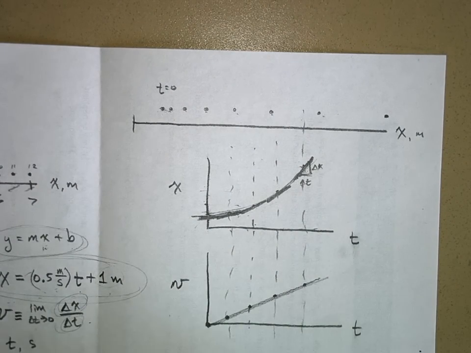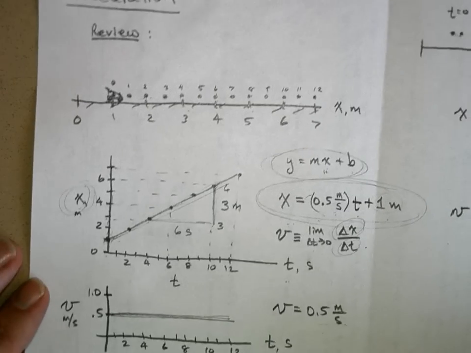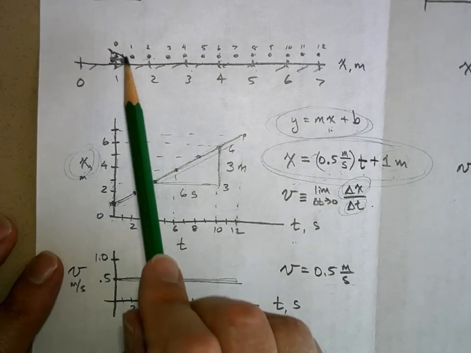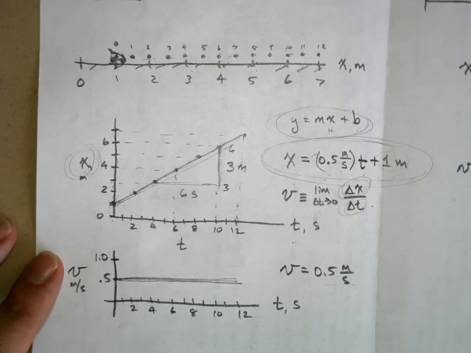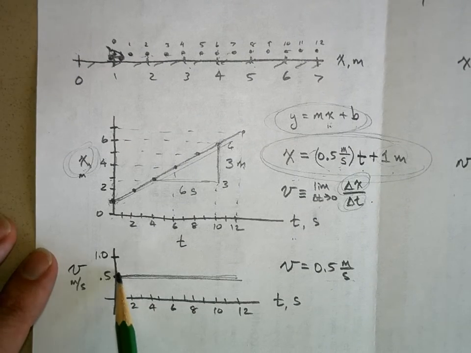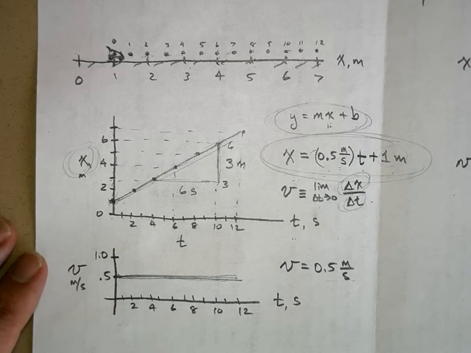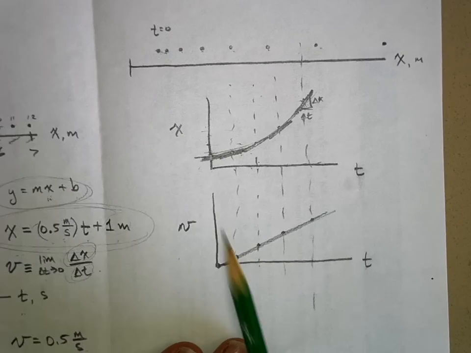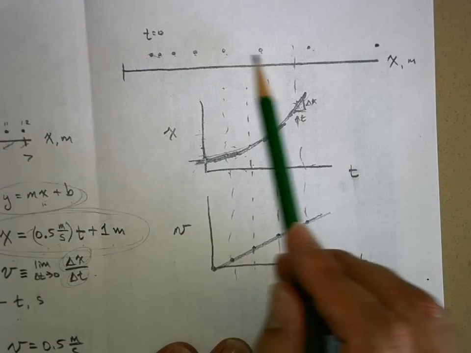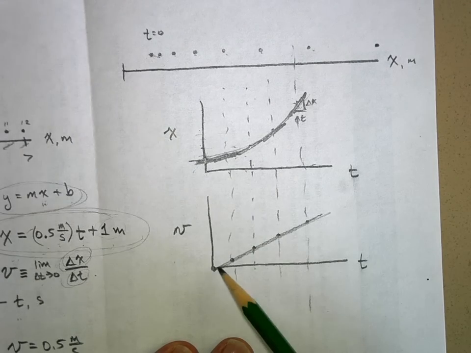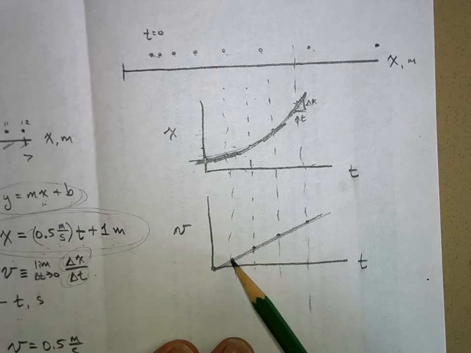See, over here, when my car was just moving with constant velocity, my velocity graph was a horizontal line. And it had no slope. It had a zero slope. But here, my object is moving faster and faster and faster. And so my velocity graph changes with time.